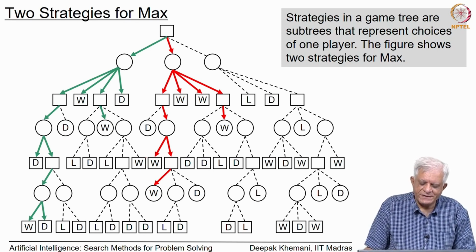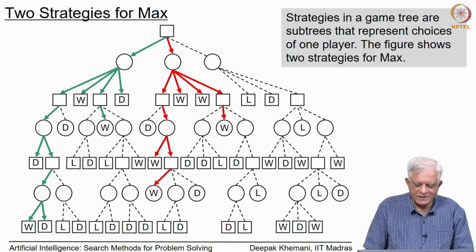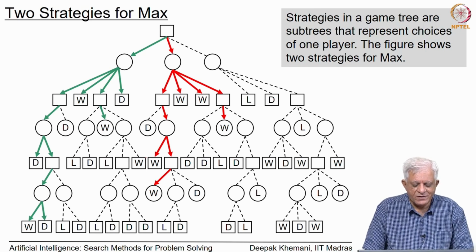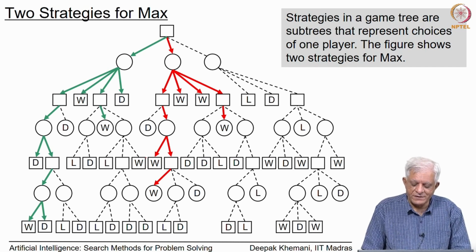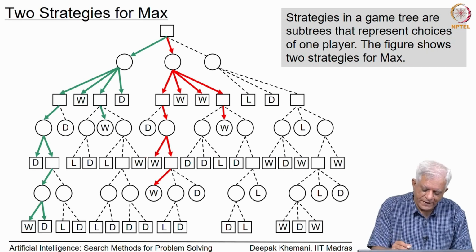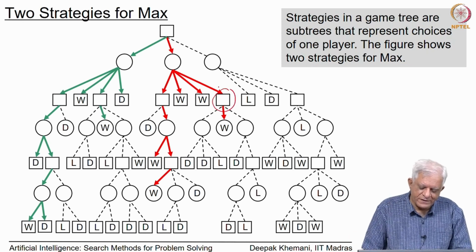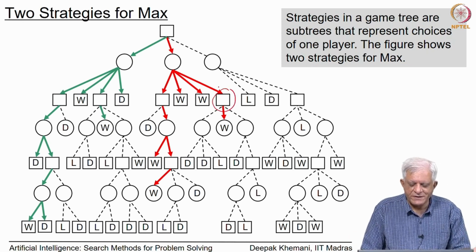Remember that strategies are subtrees of the game tree. So, what you see is a complete game tree, and what you see in red is a subtree, and what you see in green is another subtree. So, these are two different possible strategies for Max. Obviously, there can be other strategies as well. At every place where we chose a move for Max, for example, this one, you could have chosen a different move, and that would be a different strategy.